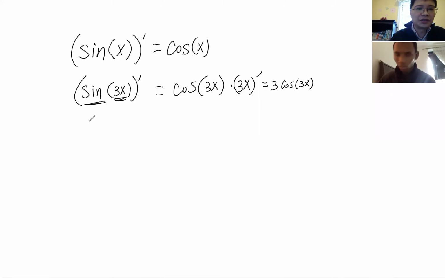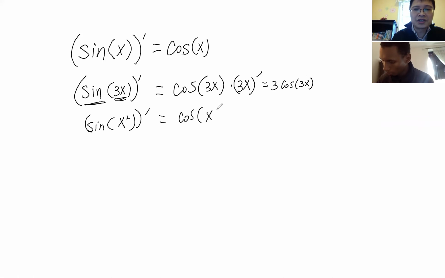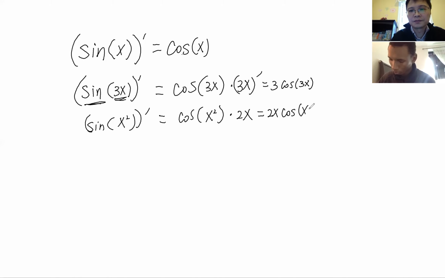Of course, the inside could be any function we want. I can give x squared. I take the derivative of that. That's going to be cosine, because sine is going to become cosine, not going to change anything after the derivative, but we have to times the inside derivative of x squared, which is 2x. So the final answer, if you want to write it, you put 2x in front, and that's going to be cosine x squared.